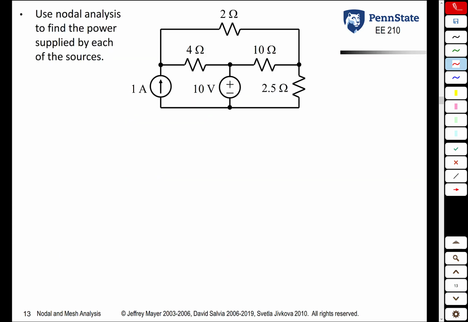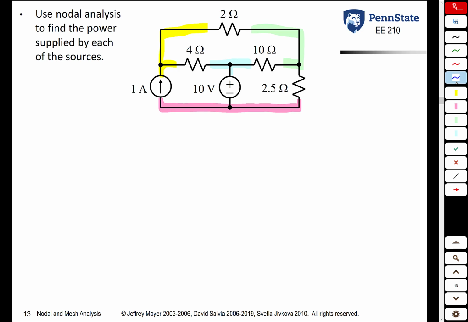So let's do one simple example illustrating this algorithm. In this problem, we're asked to use nodal analysis to find the power supplied by each of the sources. The first step is to determine whether ground has been defined. Ground has not been defined, so we need to define ground. Let's look at where different nodes are. There's a node here, there's a node here, there's a node here, and there's a node here. So this circuit has 4 nodes.